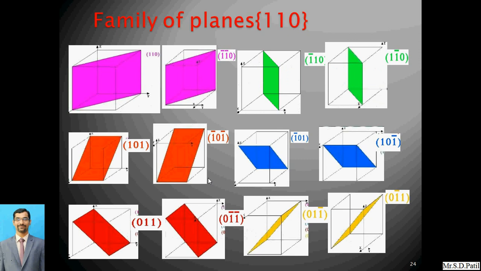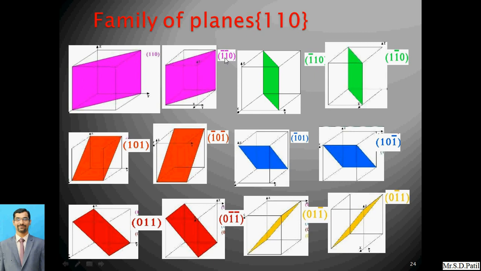Now from this, the whole family of the plane 110 is given, and the geometries or structures are given for this. So for 110, when we want to draw this plane, we have to move from this to this in the x direction by 1, then again for y it is 1, and there is no interception for z, so it is 0. So this particular plane will be there.